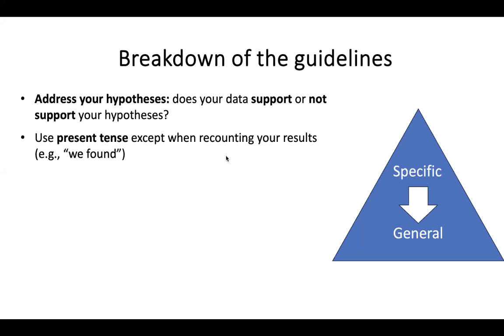In your discussion, you're going to be using the present tense mostly, except when you're actually recounting your results. When you're recounting your results, basically saying, we found this, you want to say that in past tense because that already happened. But the rest of the discussion should be in present tense.